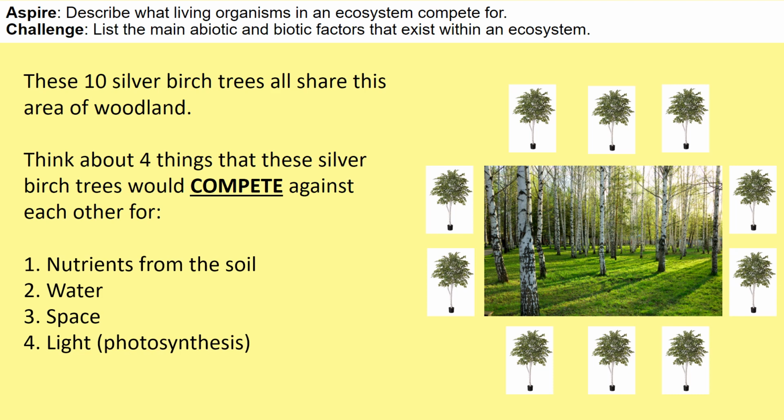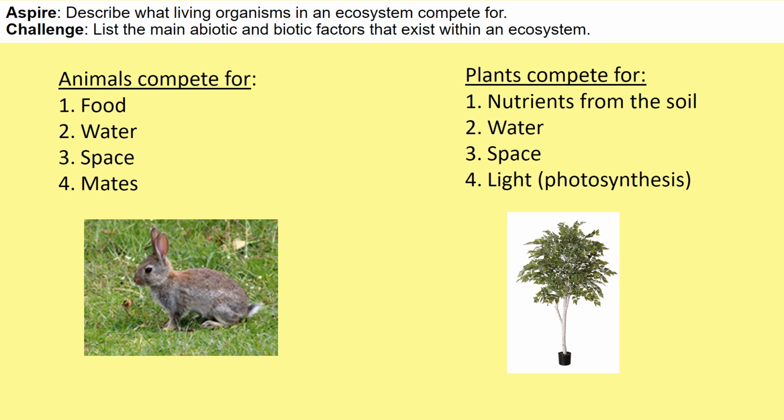So to summarise, animals compete for food, water, space and mates. Plants compete for nutrients from the soil, water, space and light for photosynthesis. And just to remember that sometimes the word space for animals is replaced by the word territory, because the animals move about, but they would have a preferred area which they can class as their habitat. Some animals are a lot more territorial than others and actually move about in packs and occupy a very distinct area which would become their territory.